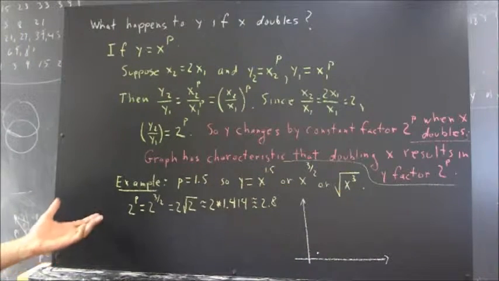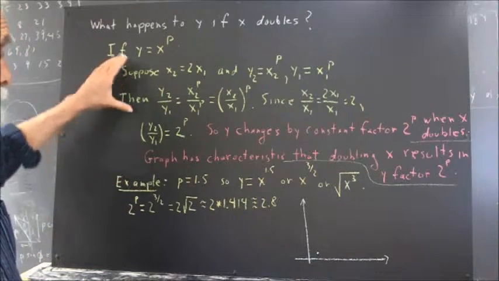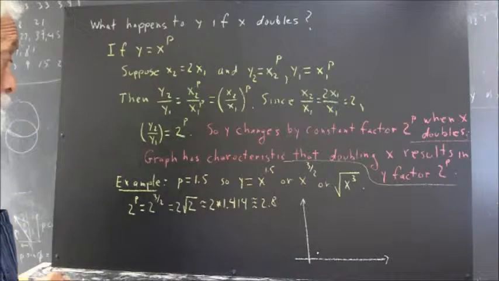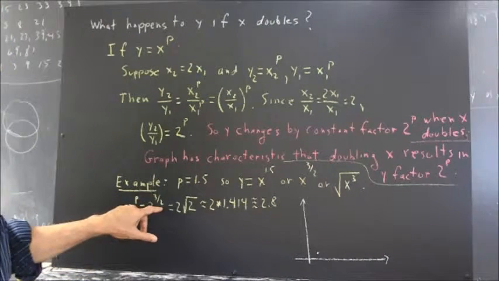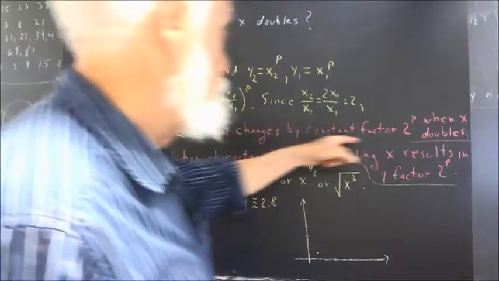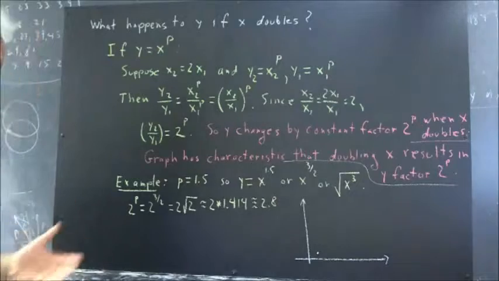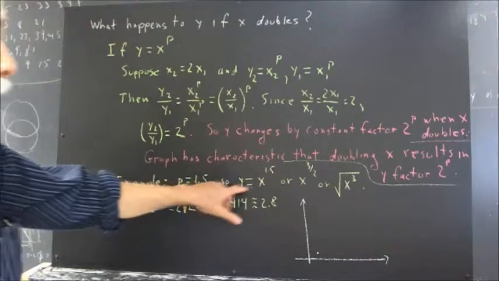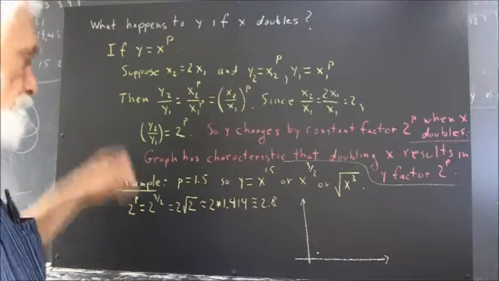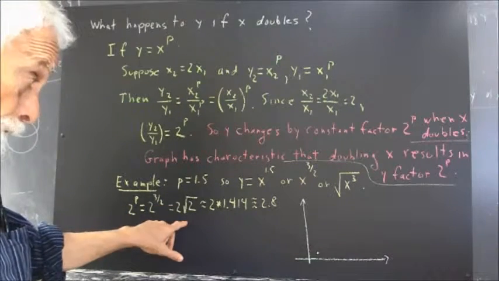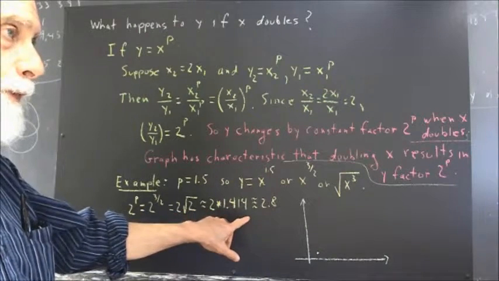Okay, well, what's that mean now? What's the implication of what we've done up here? Well, 2 to the p then is 2 to the 3/2. Now we know that y has to change by the constant factor 2 to the p when x doubles. What's that factor for the graph of y equals x to the 1.5? 2 to the p is 2 to the 3/2. That's 2 square root of 2, approximately equal to 2 times 1.414.